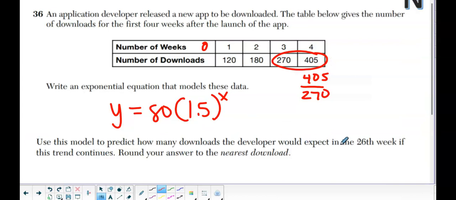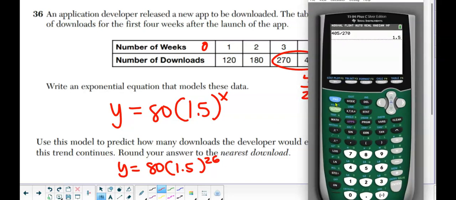I'll use this model to predict how many downloads the developer would expect in the 26th week. So that means that the time would be 26, or that would be my exponent. Let's go back to our calculator. Let's type that in. 80 times 1.5 to the power of 26.